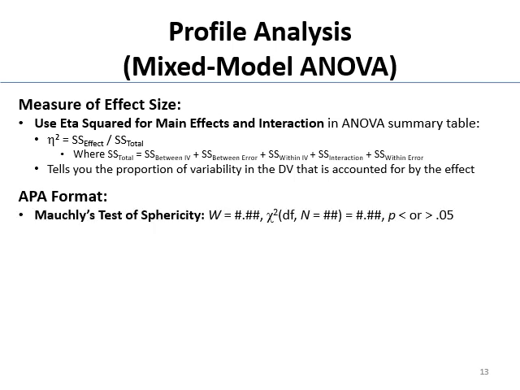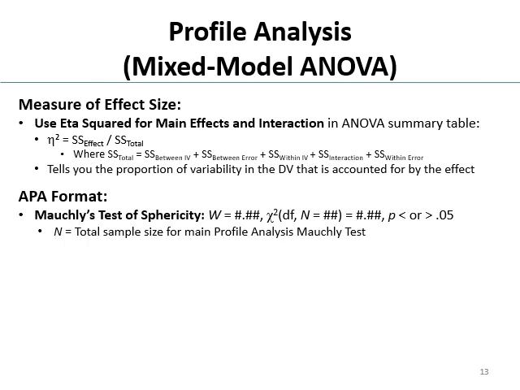Your APA format for Mauchly's looks like this. In case you forgot what it looks like, you just have to fill in the goodies. Remember, no one knows what a Mauchly's W actually means, so you put the W in there and then they give you a chi-square equivalent. That's what all this other nonsense is.